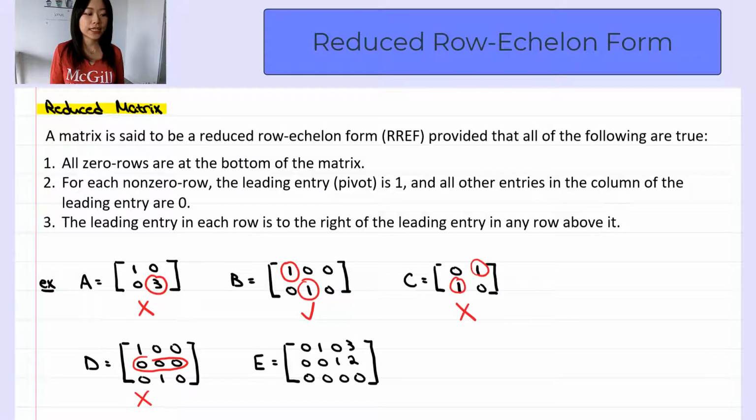And lastly, matrix E. It has a 0 row and it is at the bottom of the matrix. So the first condition is met. Second condition, for each non-zero row, the leading entry is 1. This is also met. On top of that, all other entries in the column of a leading entry are 0. This is also met. And the third condition, the leading entry in each row is to the right of the leading entry in any row above it. This condition is also met.